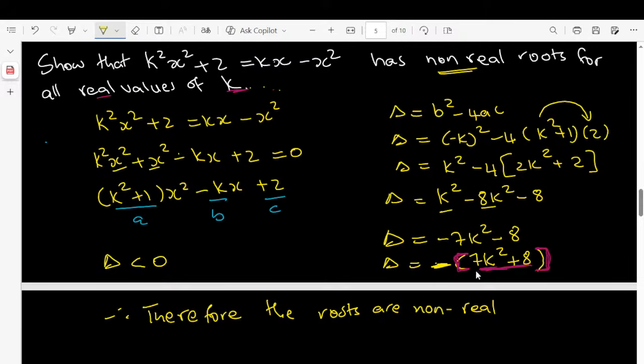So please, don't forget, whatever we have inside the bracket will be positive. But remember, it's multiplied by negative, so the answer will always be less than 0.